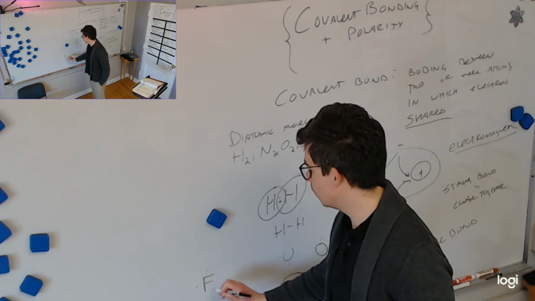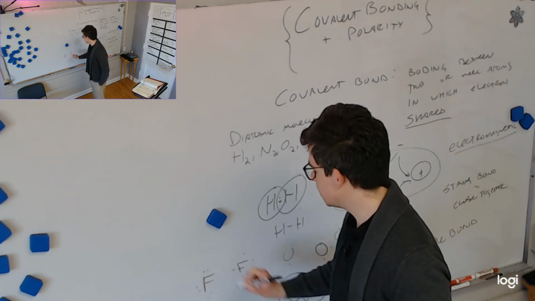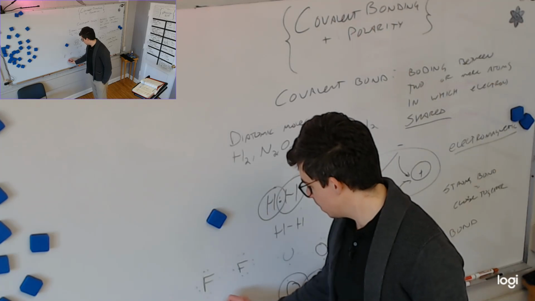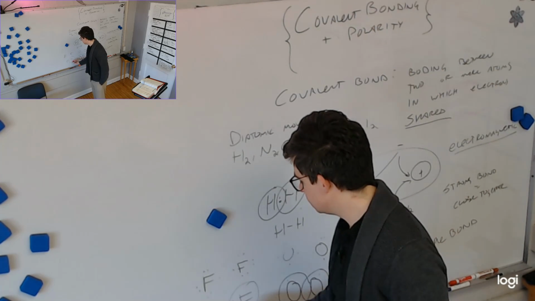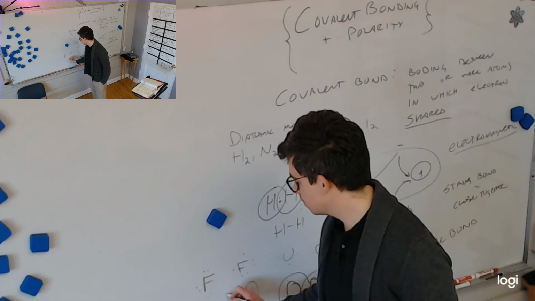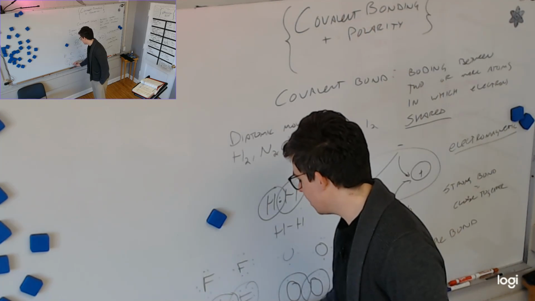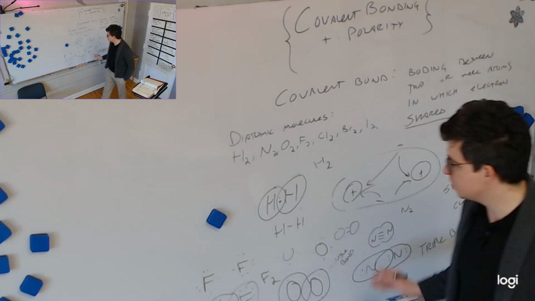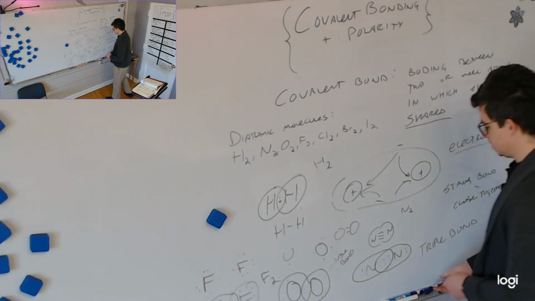1, 2, 3, 4, 5, 6, 7. 1, 2, 3, 4, 5, 6, 7. Boop, boop. They each share 1. We get F bonded to F, so F2. Do these kind of make sense? Last thing about this, I'm hoping the answer was yes, even though no one said anything.